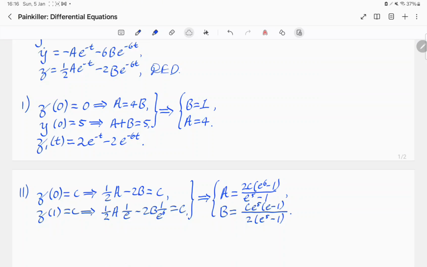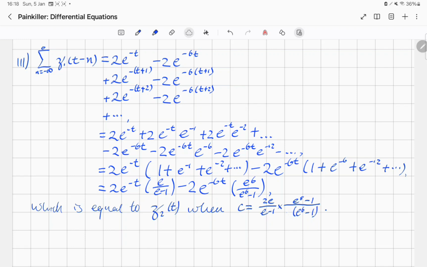We can then, of course, write z2(t) is equal to c(e to the 6 minus 1) over (e to the 5 minus 1) of e to the negative t, take away c e to the 5 (e minus 1) over (e to the 5 minus 1) of e to the negative 6t.